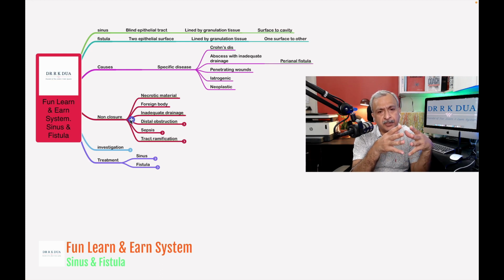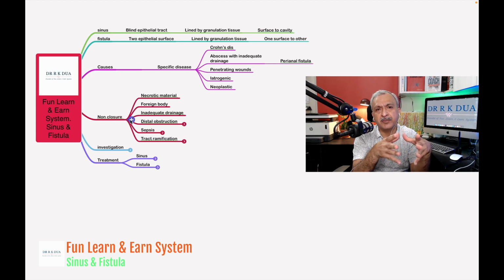So in case of systemic sepsis, what happens? Already the patient is immunocompromised. Septicemia will cause the whole immune system to go down. So in that case, what will happen? The fistula or the sinus tract will be very slow to heal, or it will not heal until the total focus of the sepsis is removed from the body.